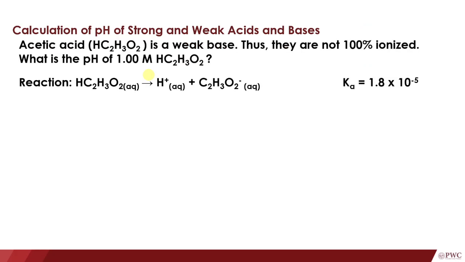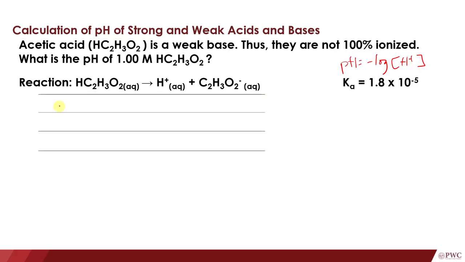Let's go to another one. This time this one is a weak base. Therefore, a weak base is not 100% ionized. We're asked to determine the pH of this one. Again, the pH is equal to the negative log of the concentration of H plus ions. So we need first to determine the concentration of H plus in this one. So we need to do an ICE box: initial, change, and then equilibrium. At the initial, we have 1 molar of our reactant, acetic acid, then 0 of our products.